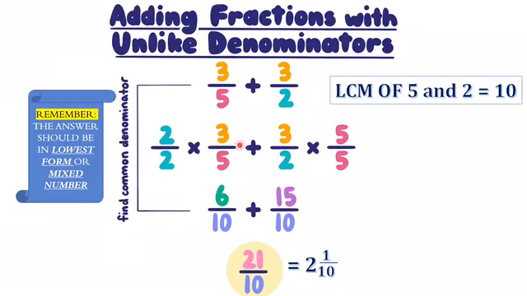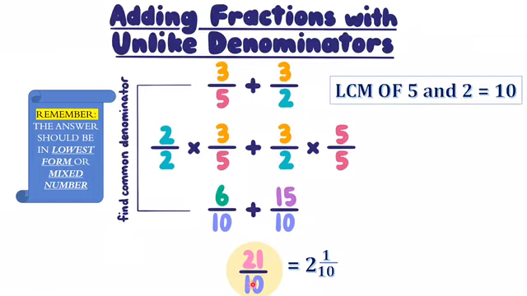Now what has happened is 3 by 5 and 3 by 2 has turned into their equivalents, 6 by 10 and 15 by 10, also making them as like fractions. And we know that when we are adding or subtracting like fractions, we can simply add their numerators. So 21 is the numerator and denominator will remain 10. Now what with this, children?